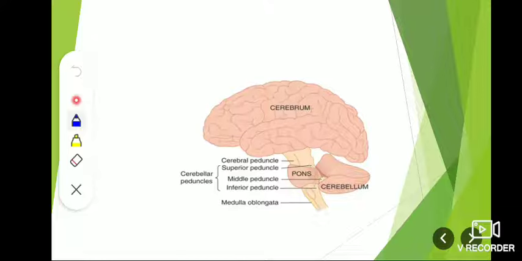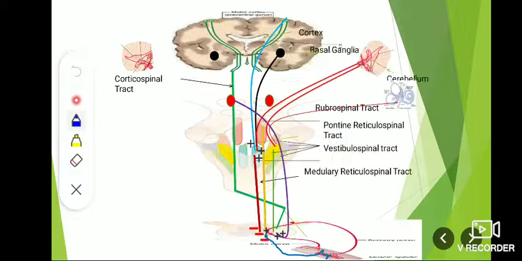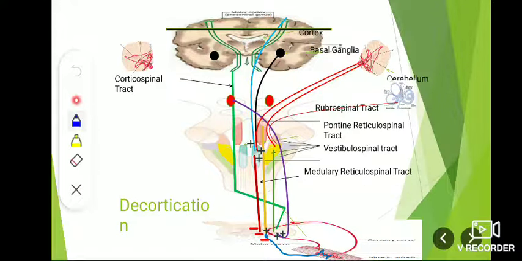Now let's do one experiment. Let's try to remove the cortex. So we are simply removing the cortex. It is called decortication. Cortex is removed. Now let's see what happens if cortex is removed.